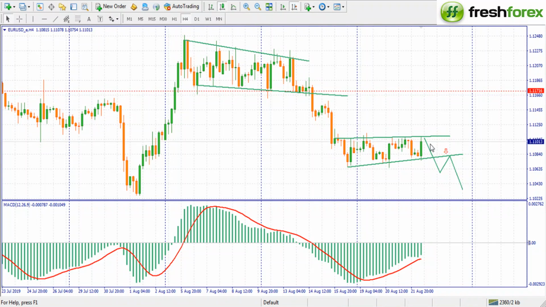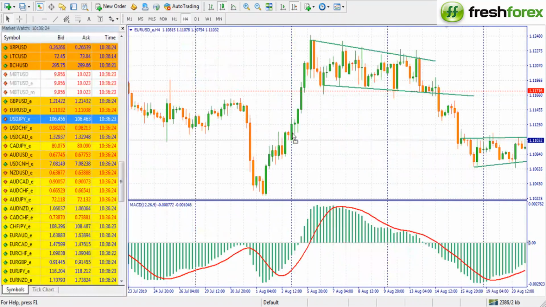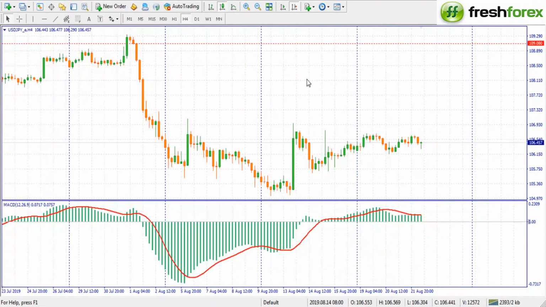But as it is, we are focusing on a sell despite the fact that the price has moved massively to the upper side. As long as we are being held below this trend line, we are actually looking for a sell. The next chart, USD JPY.